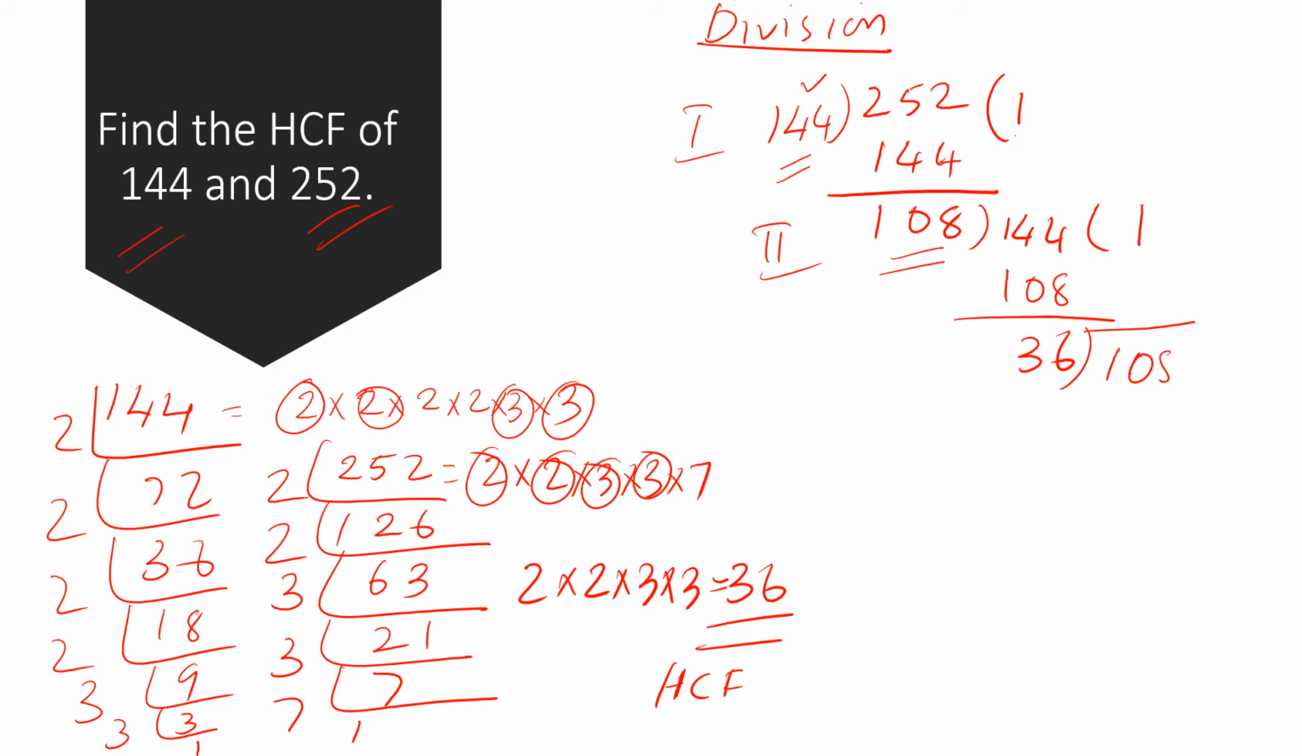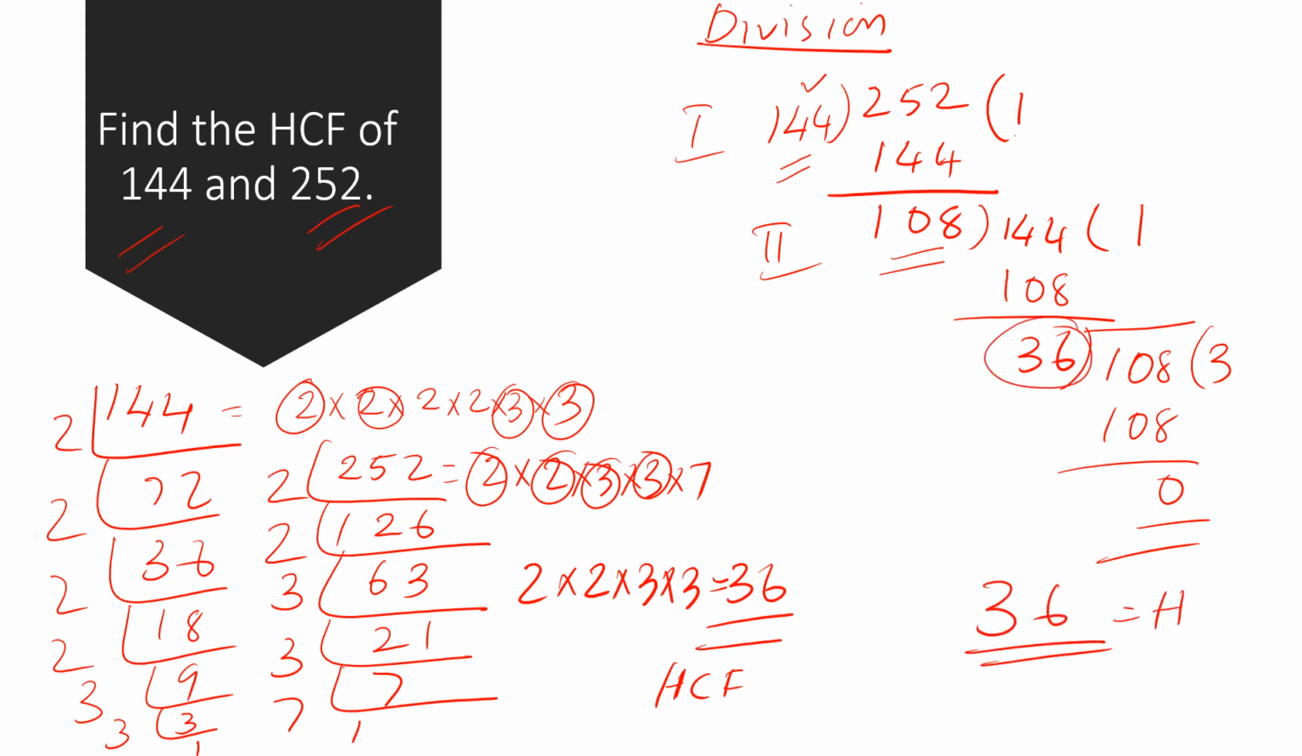We will divide 108 by 36, and you will get 3 times, 108, and 0. We got 0. So if there is a common factor, then only you will get 0, otherwise you will end up with a remainder. And what was the last divisor? It is 36. So 36 is the HCF. This is the technique, and see, same to same, you got the answer. So this technique is called the division method, which is rarely used; commonly used is the factorization method.